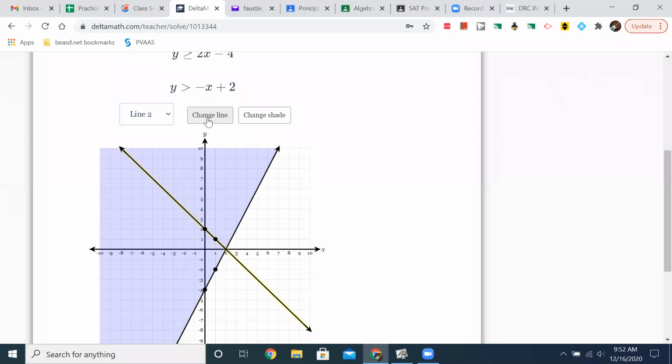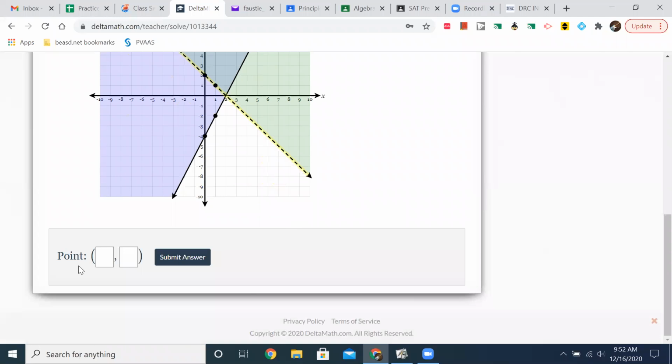Do I want to change my line? Do I want it solid or dashed? Well, again, since this one does not have an equal to line underneath, this one I want to be dashed. So I have a dashed line, and then it's greater than again, so I want it to be shaded above. So this green area is technically above my dashed highlighted line. It's highlighted because it's selected right now. If I switch over to line 1, then line 1 is highlighted. So there's my two lines, one solid, one dashed, both shaded above because they're both greater than.